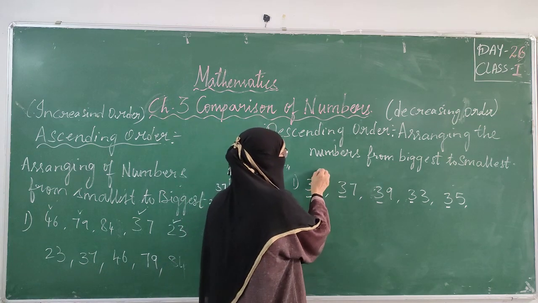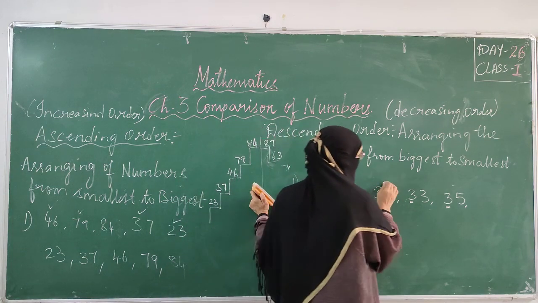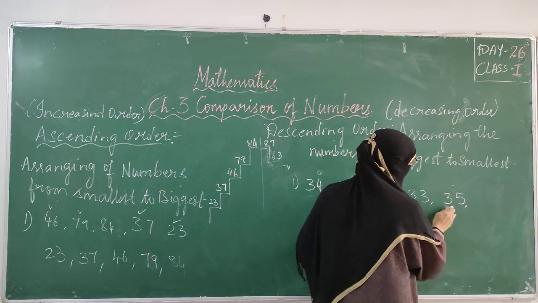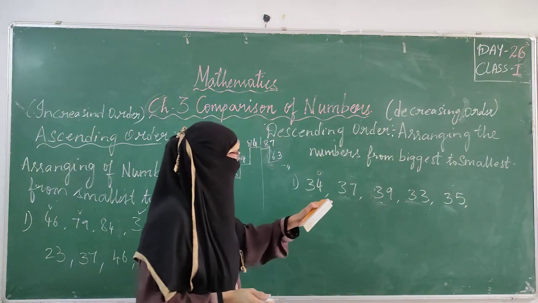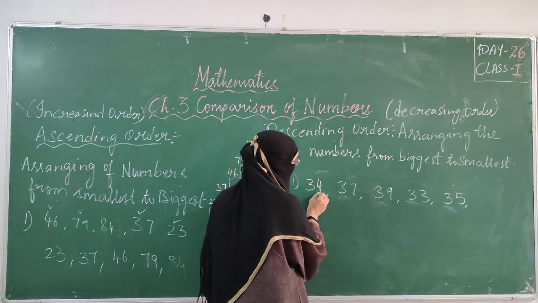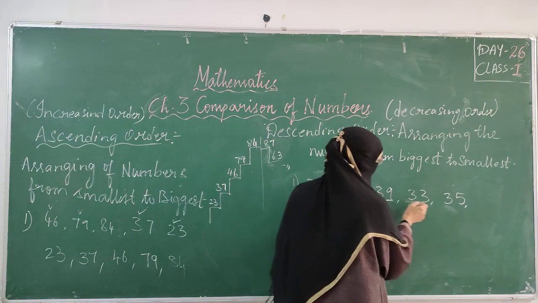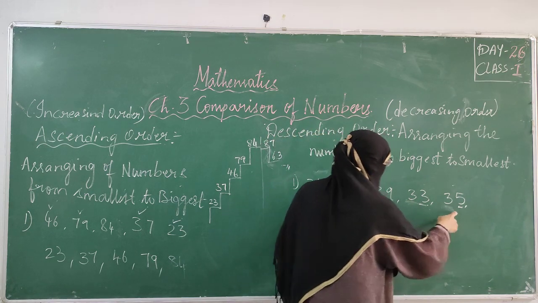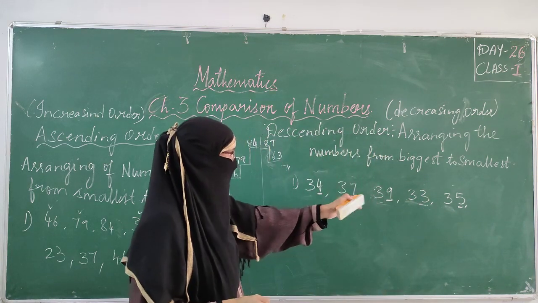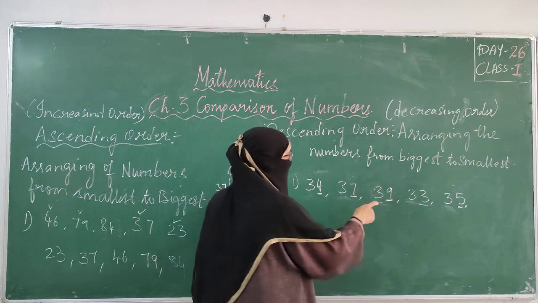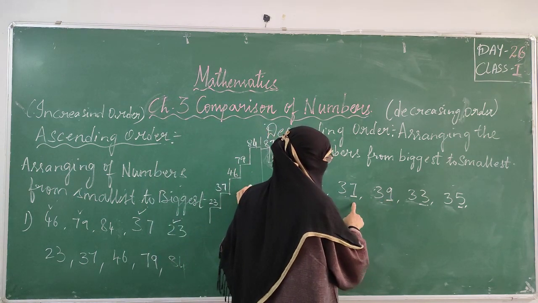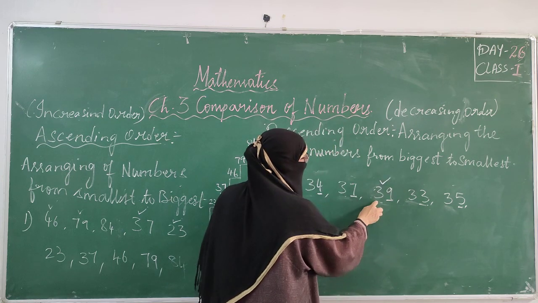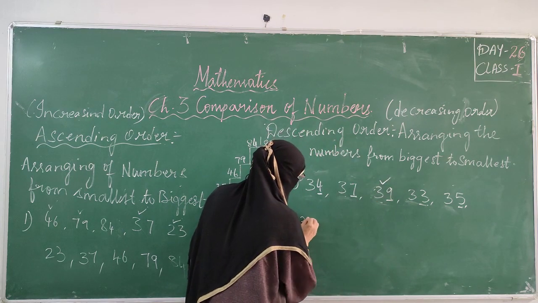Now we have to come to the place value of 1. Check the numbers in the 1's position. As the tens place values are the same, we are going to check the numbers in the 1's place value. So it is 4, 7, 9, 3, 5. Now check which is the bigger number. 9 is the bigger number. So the number is 39.